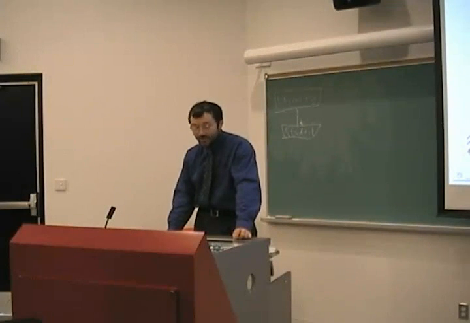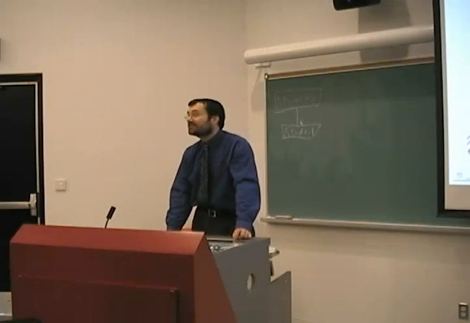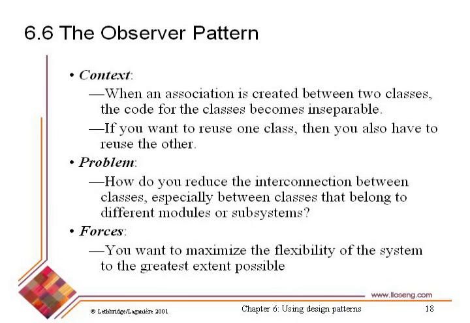Continuing with the context, if you want to reuse one class, then you also have to reuse the other. Okay? Because they're basically programmed and designed to work together. The problem is, how do we reduce this interconnection between classes? Especially when we want to separate classes among different modules or subsystems. Because remember, within a subsystem, classes can know about each other. Instead of using private and public, we can use the blank, and then the classes can interact with each other and access each other's data and call each other's methods freely.